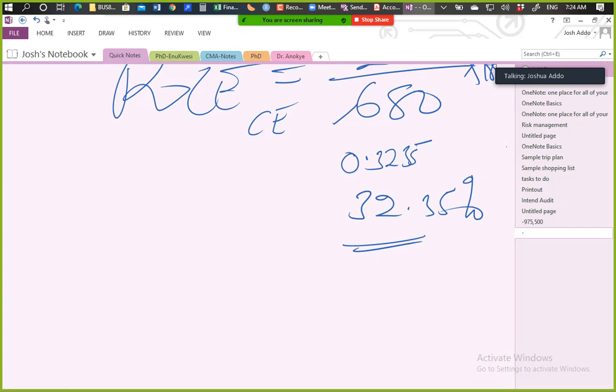And what does the ROCE speak? What does it tell us? It is telling us this is the return. It's just like if someone asks you, what is the rate of interest if I put my money in this investment? Oh, 13% per annum. This company is making returns on employing its assets at a rate of 32.35%. Not bad. But not bad or bad depends.